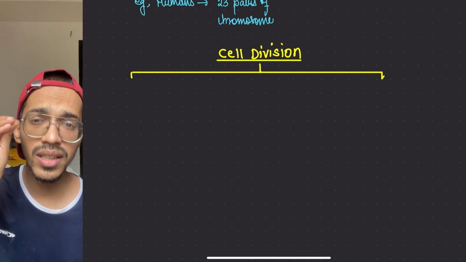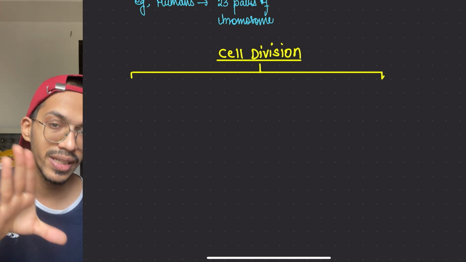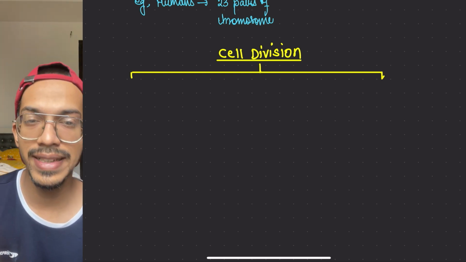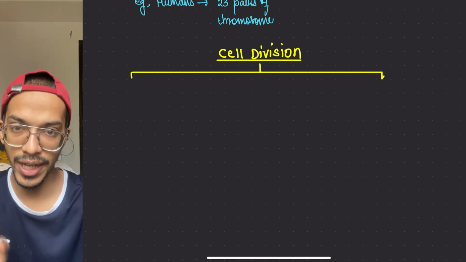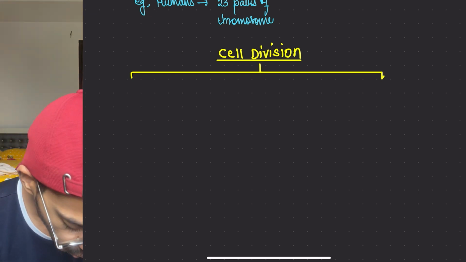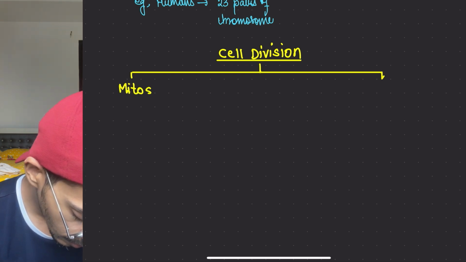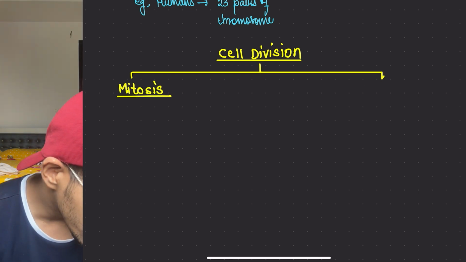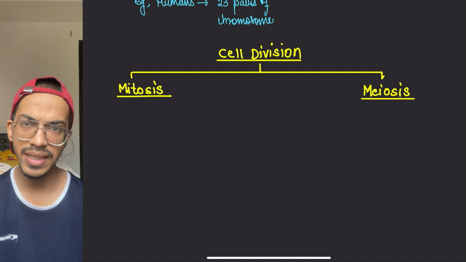You might have done binary fission kind of a thing: one parent cell making two daughter cells. When they make two daughter cells, in 10th class, they are doing mitosis, equally dividing the ploidy level. So there are two types of division. One is mitosis, another is meiosis. Let's study this in detail.